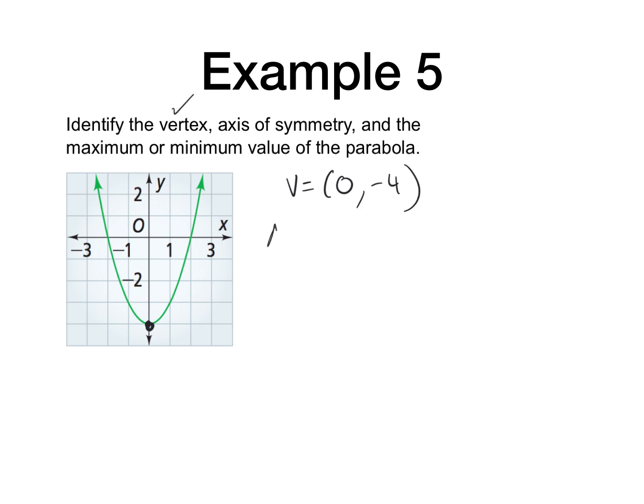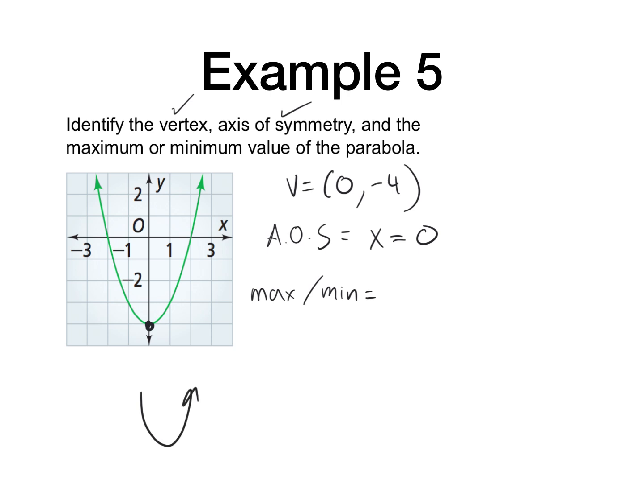Remember, the axis of symmetry is exactly the x value of the vertex, so it's going to be x is equal to 0. And then how do we figure out a maximum or a minimum value? The maximum or minimum value, you're going to figure it out based on how the parabola looks.